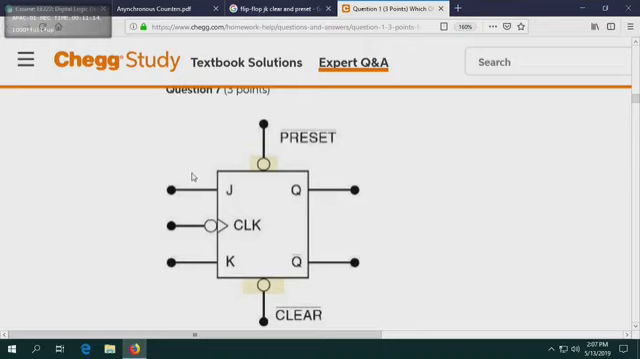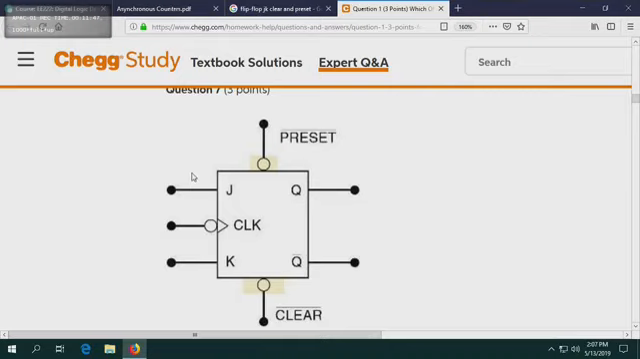But if you look at it properly, there are two more over there, known as clear bar and preset bar. Now, what do these two lines do? The fact that it shows a bar on top, can you see there's a bubble? Both of them have a bubble, right? From the clear line, there's a bubble, which means you need a 0 to activate that line. And the same thing goes for the preset. You need a 1 to activate that line.